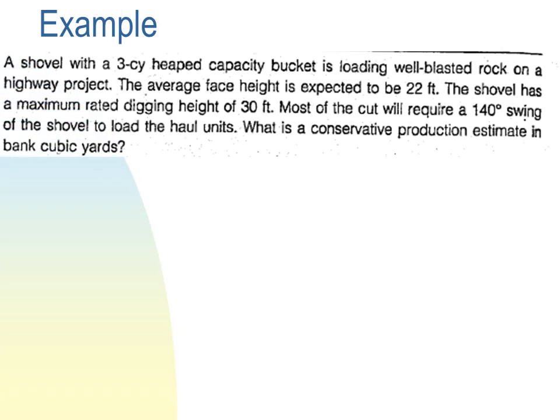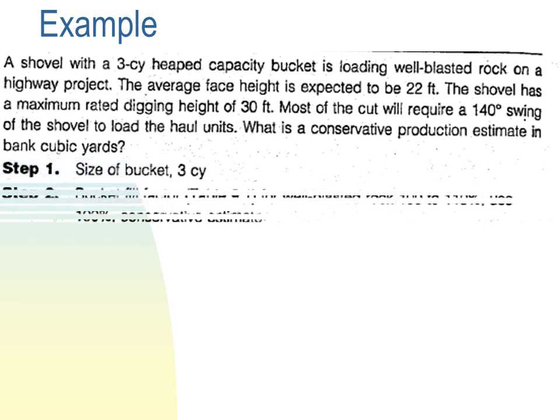So let's look at this example. A shovel with a 3 cubic yard heap capacity bucket is loading well blasted rock on a highway project. The average face height is expected to be 22 feet. The shovel has a maximum rated digging height of 30 feet. Most of the cut will require a 140 degree swing of the shovel to load the hauling units. What is the conservative production estimate in bank cubic yards?